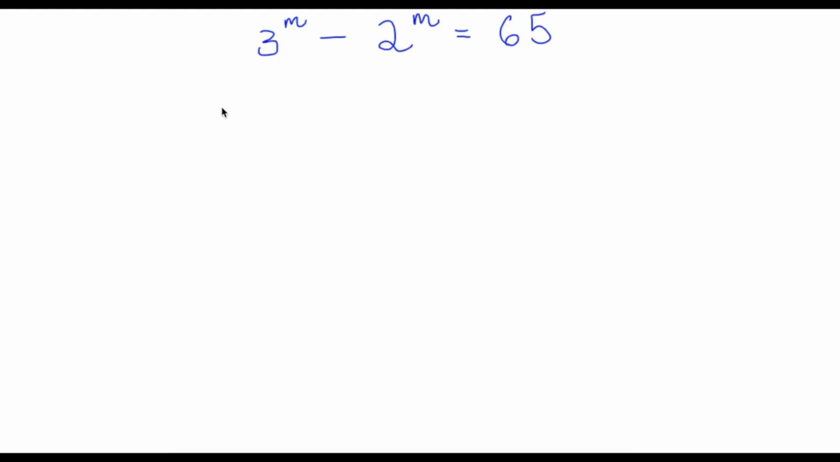In today's video, I'm going to be teaching you guys how to solve this exponential equation. So we have 3 to the power of m minus 2 to the power of m is equal to 65.